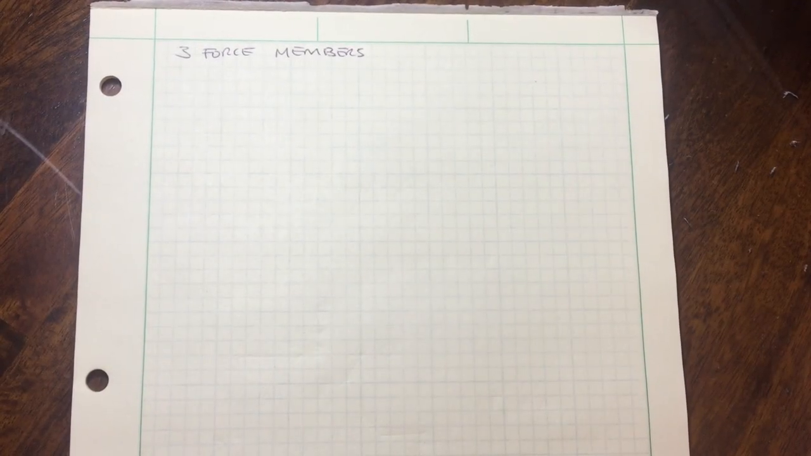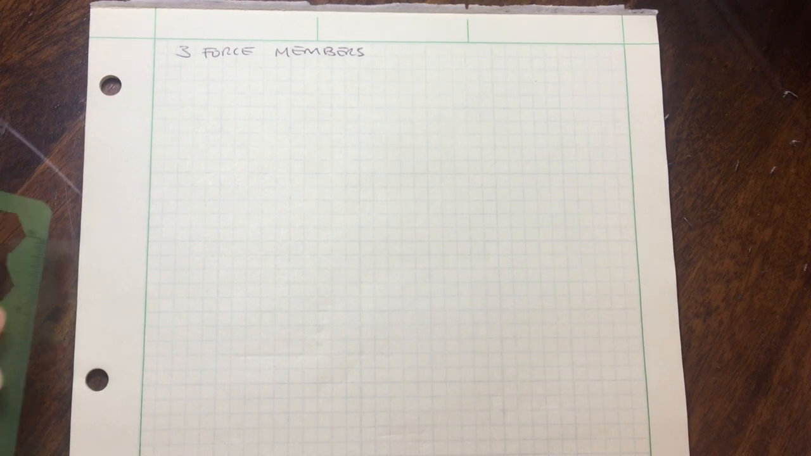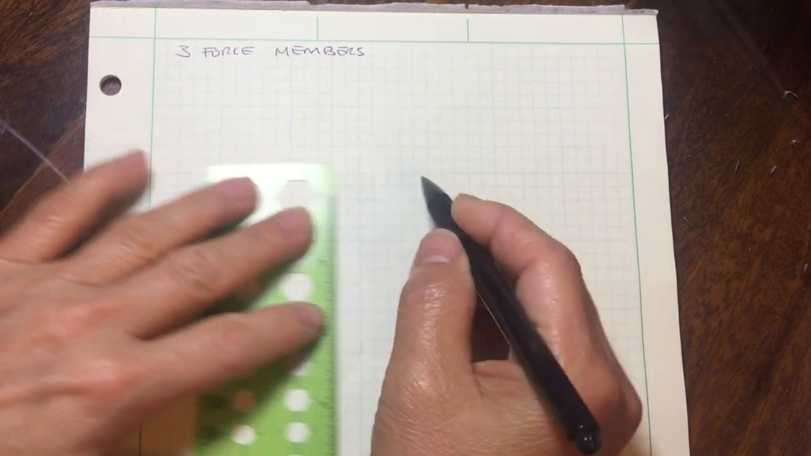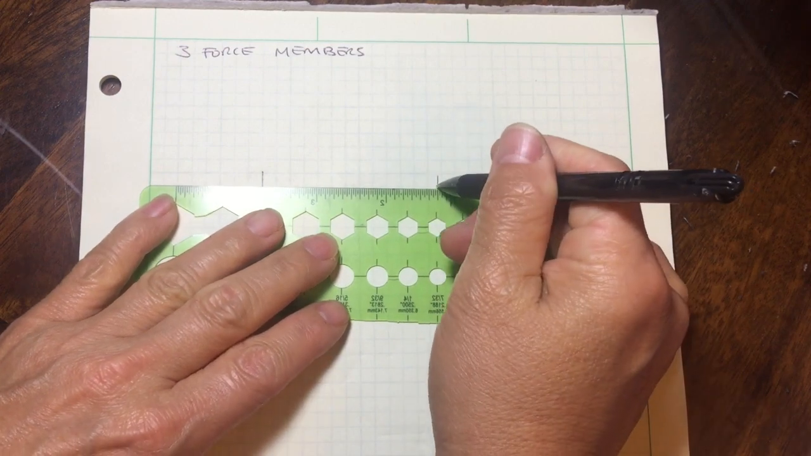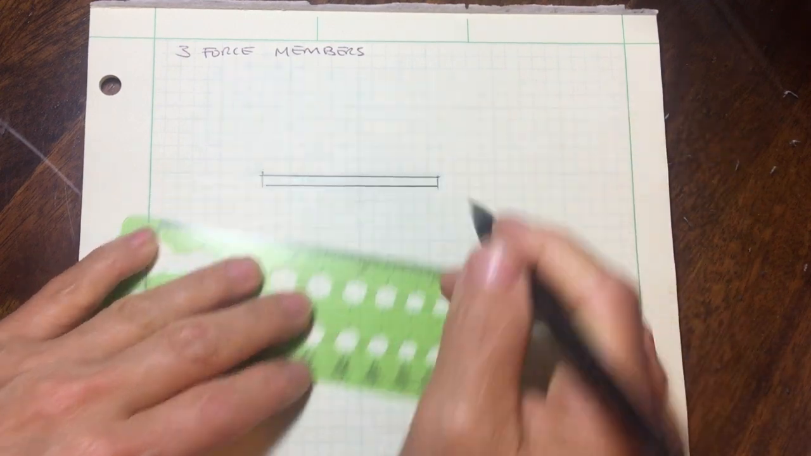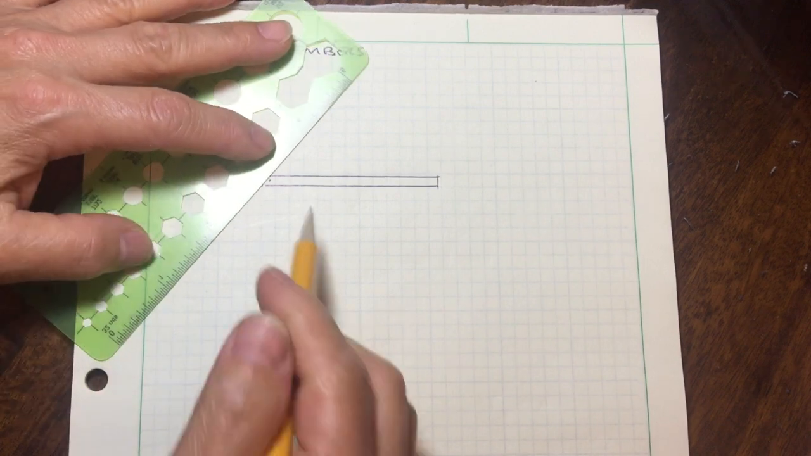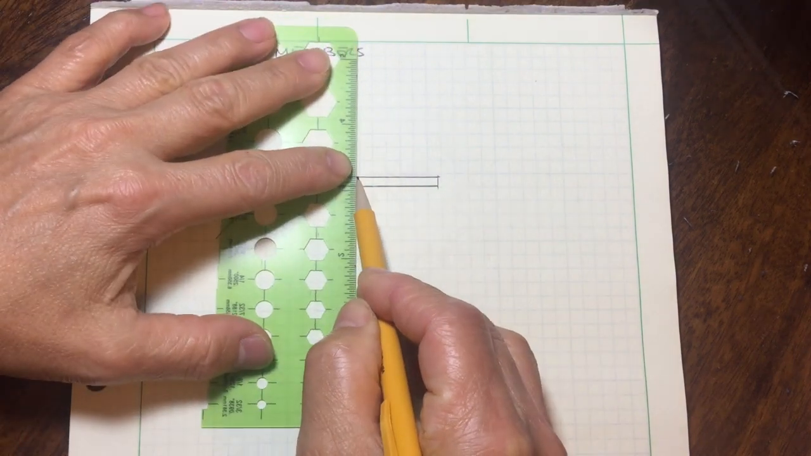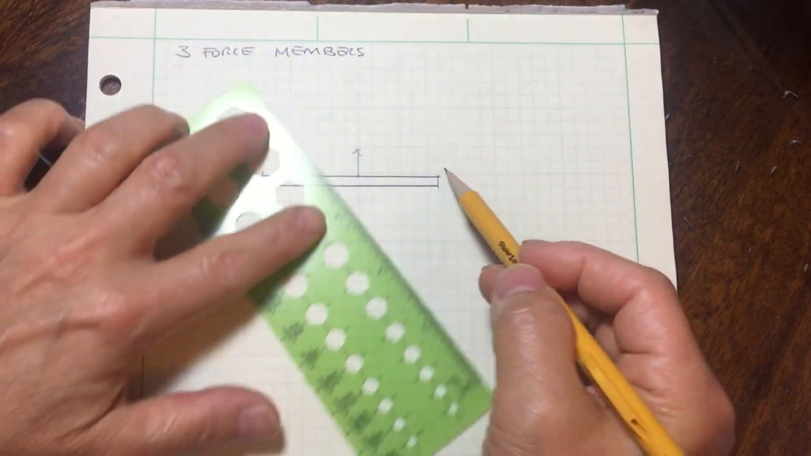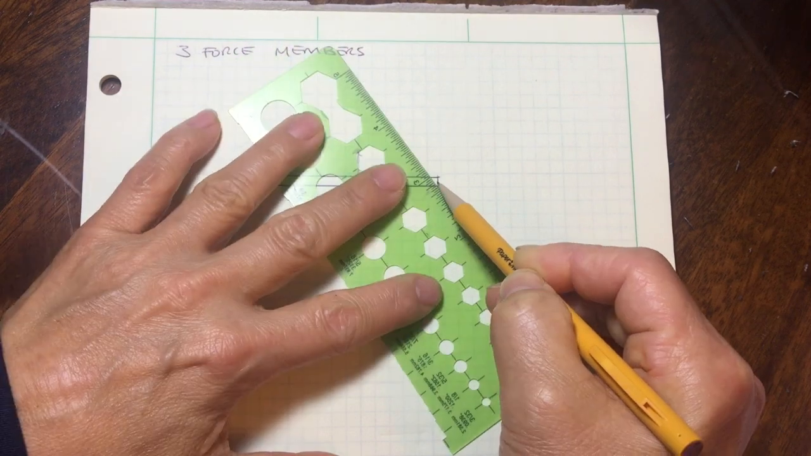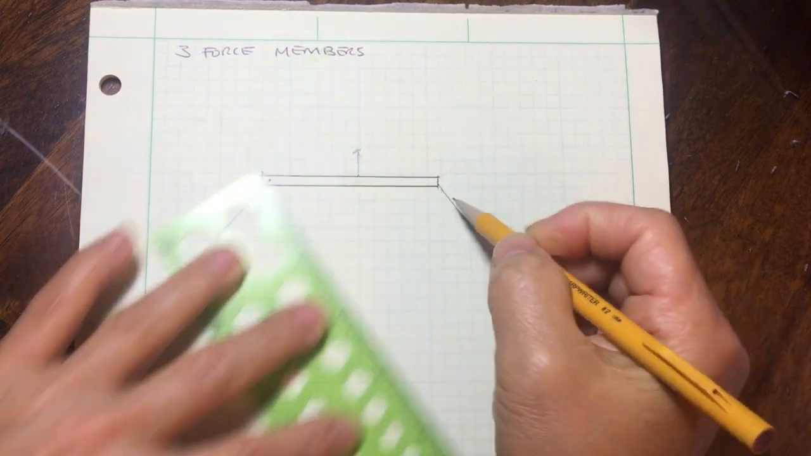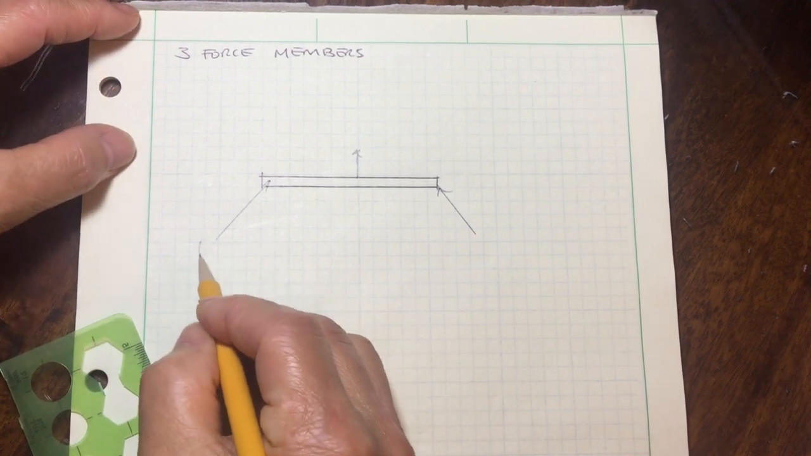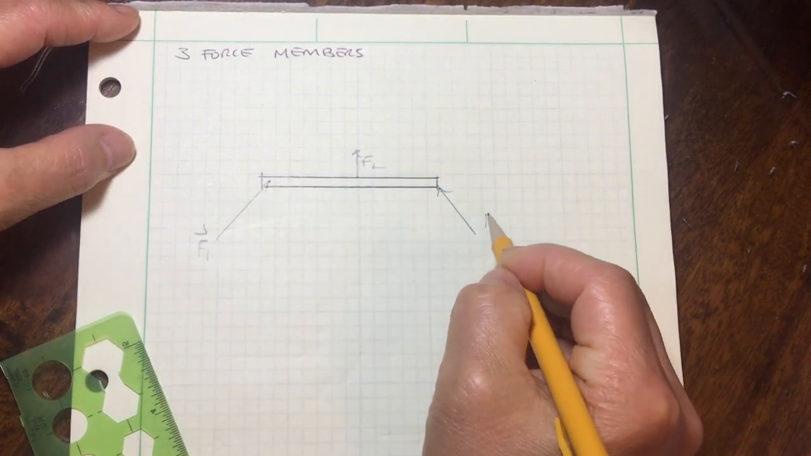Now for three-force members. We also want to be able to recognize three-force members because it'll simplify your static equilibrium analysis. So here's a three-force member, and the rule is this. Let's say there's a force being applied right there, and let's say there's a force being applied right there and right there. So we have three forces, F1, F2, F3.